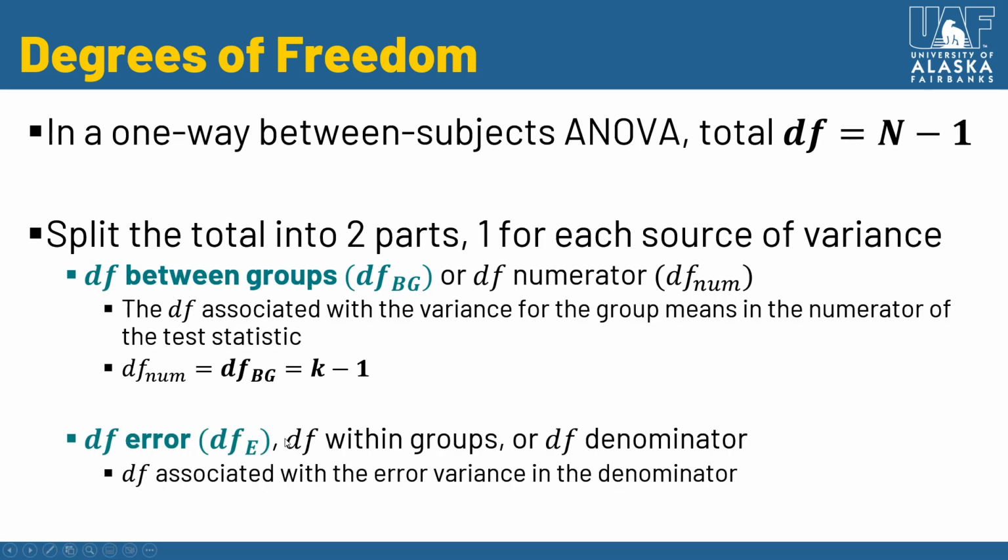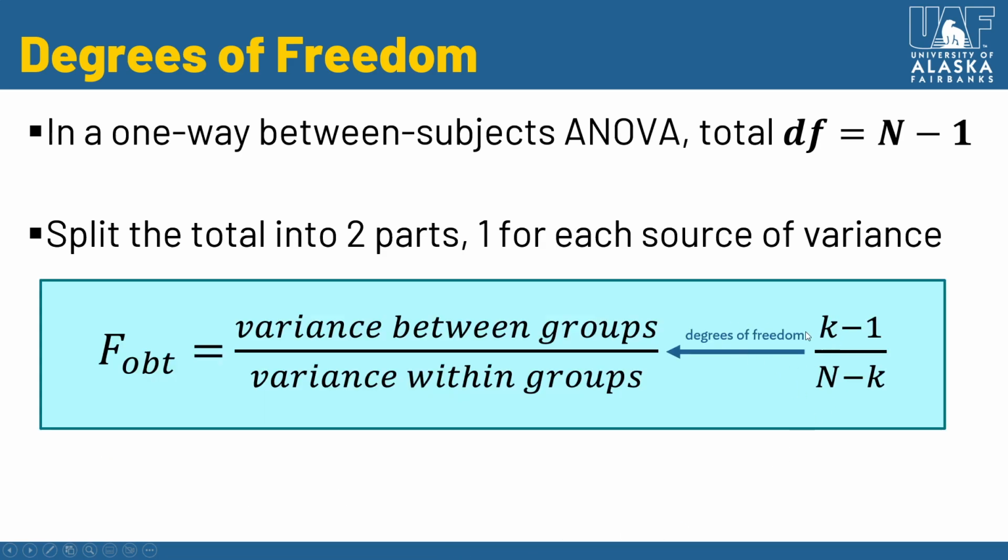And here DFE, again, DF within groups, DF denominator, however you want to refer to it. Here that is simply n minus k, right? So the total sample size minus the number of groups. All right, and so to give you a visual for that, if ultimately what we're doing is comparing variance between groups to variance within groups, these are the degrees of freedom that we'll consider there.